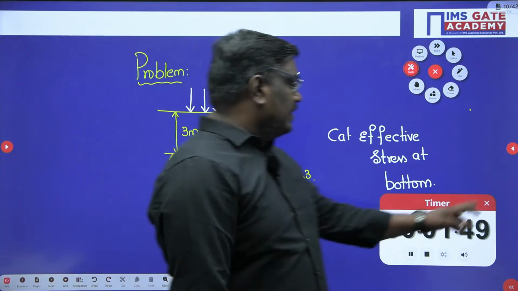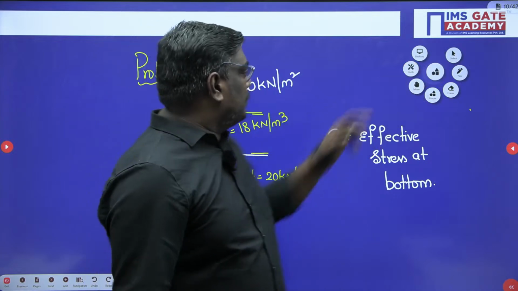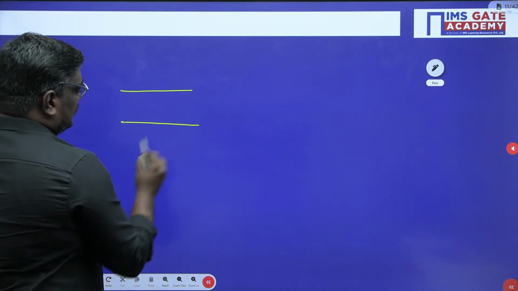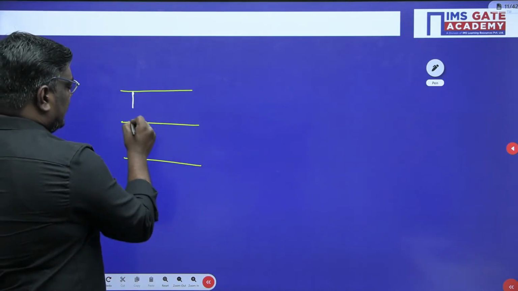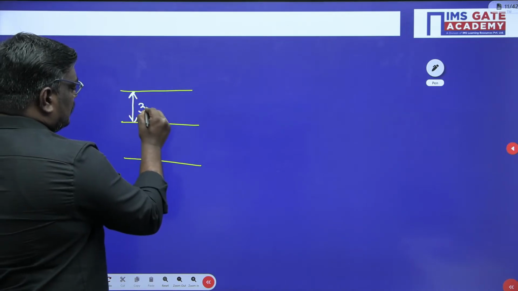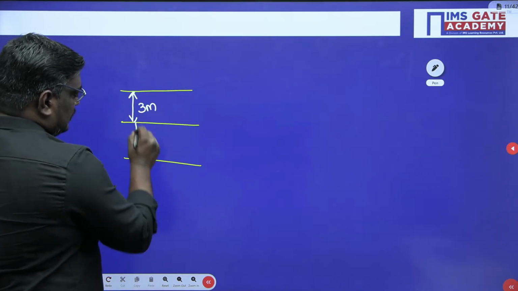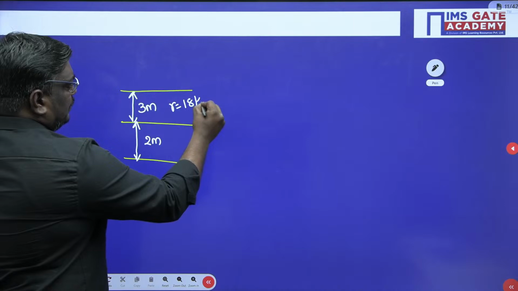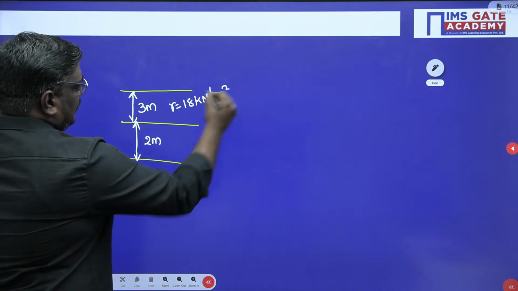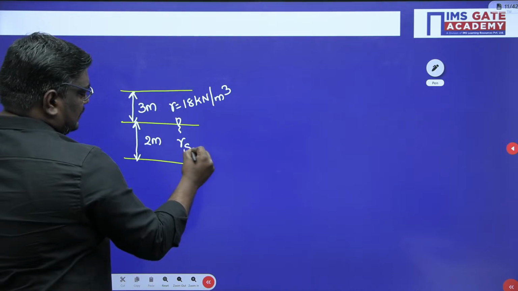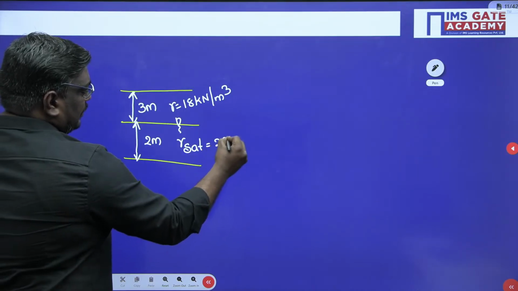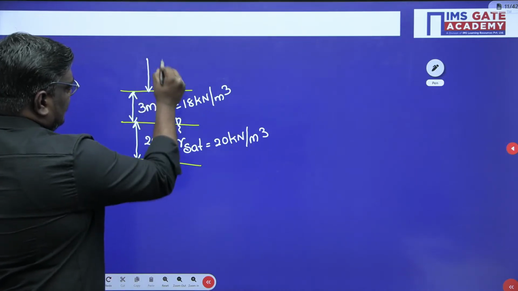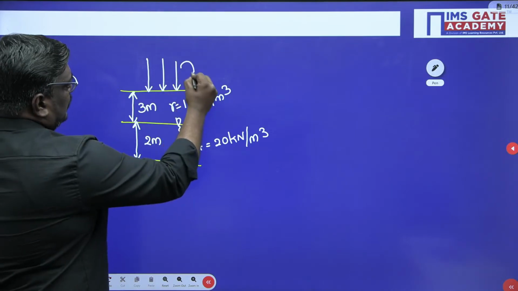Okay, see students, I have given you enough time. Let us move on to the question. Now see how easily we can solve, let me tell you. Here it is 3 meter, this is 2 meter, and here gamma is 18 kilonewton per meter cube. Here we have the water table, and this is gamma sat equal to 20 kilonewton per meter cube. If you talk about the solution, here it is having 50 kilonewton per meter square.